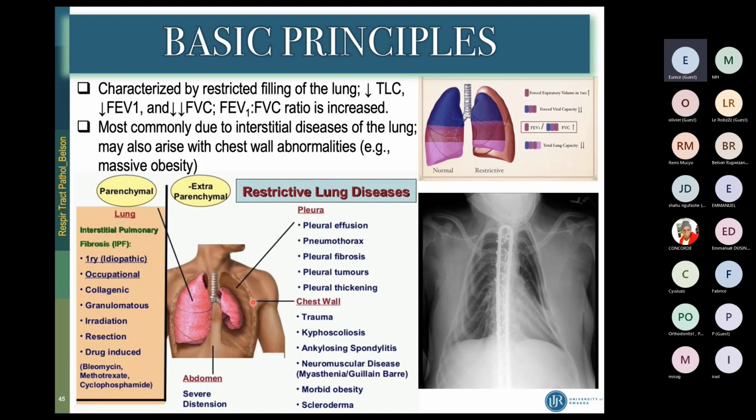So the causes may be parenchymal nka interstitial pulmonary fibrosis, cyo cyatuma fibrosis for the lung iba bisatumugamuka. It can be primary or idiopathic, occupational, chorogenic, granulomatous, irradiation, resection, drug induced, and so on. So it can be caused by extra parenchymal causes such as abdomen.